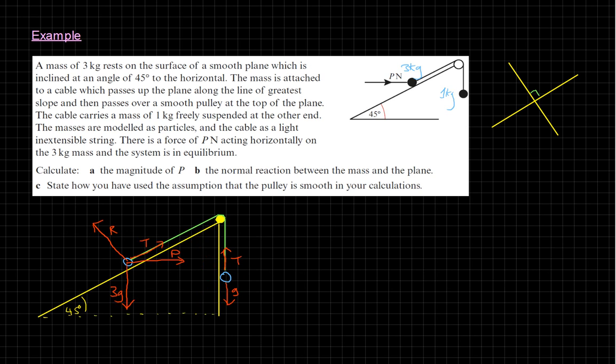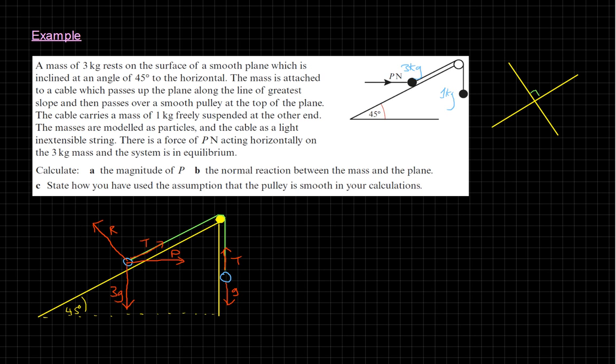So just think for a moment, which of these forces on the diagram are not currently aligned with either of these two axes, specifically for this object, let's say. So let's resolve forces for this object here. The R, that is along that line, that's fine. The tension, that's along this yellow line, that's fine. The 3G and the P, however, are not aligned with either of these two axes. So we're going to split those up.